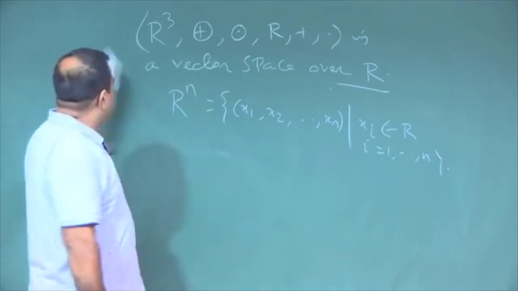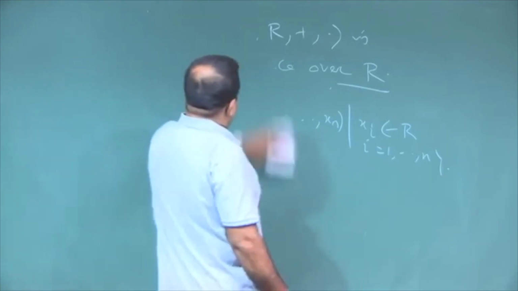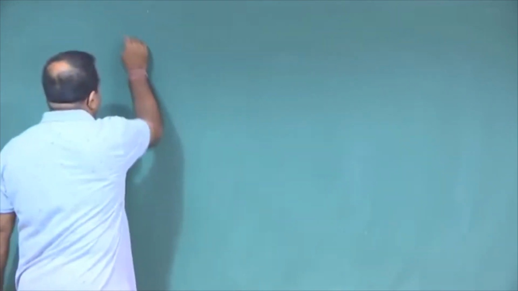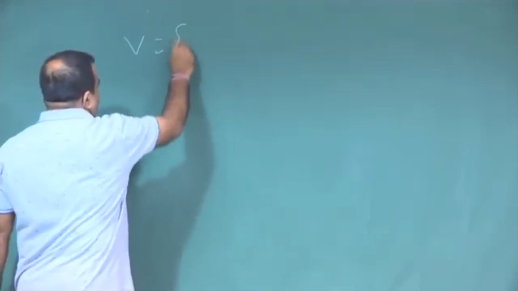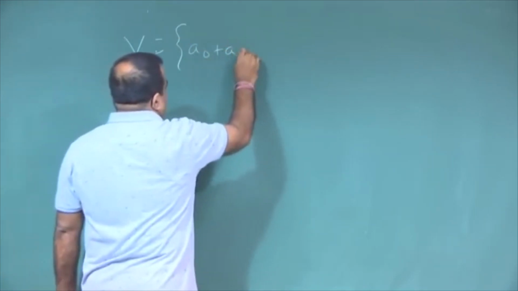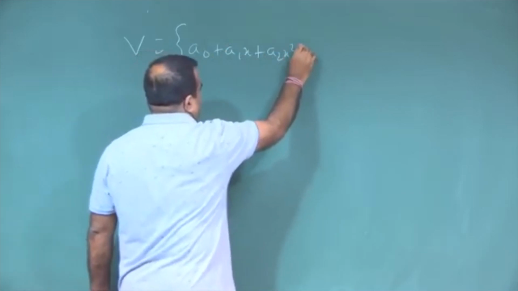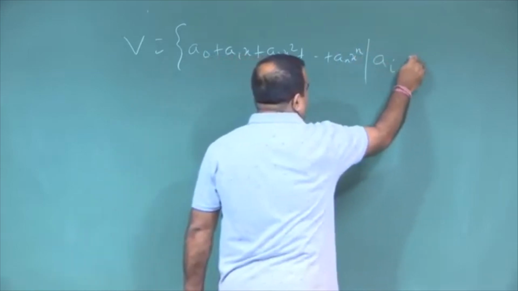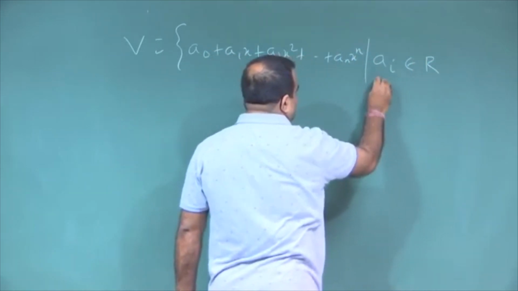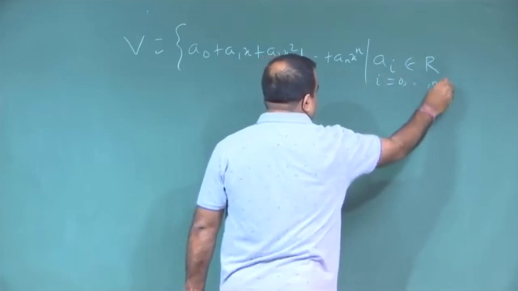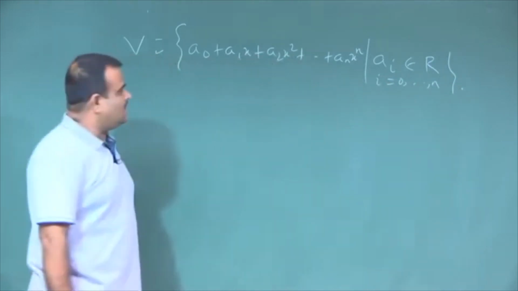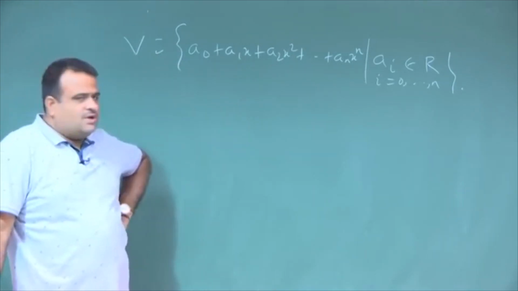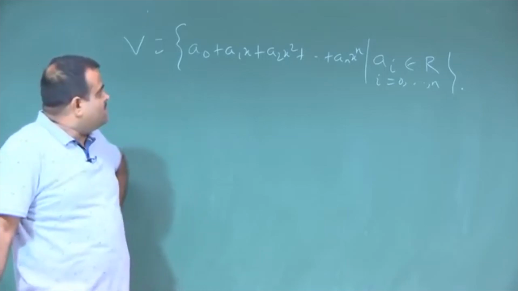Now, we take another vector space over R. Say we can take polynomials of degree n. So, say V is the set of polynomials of degree n: a0 plus a1x plus a2x square up to an x to the power n, and these ai are coming from R. So this is the set of all polynomials of degree up to n. So, the maximum degree is n.